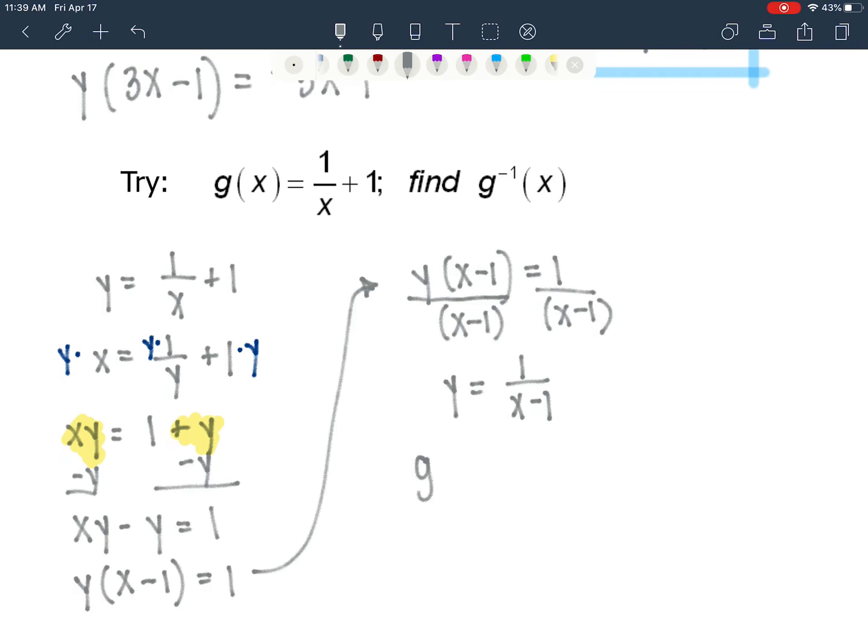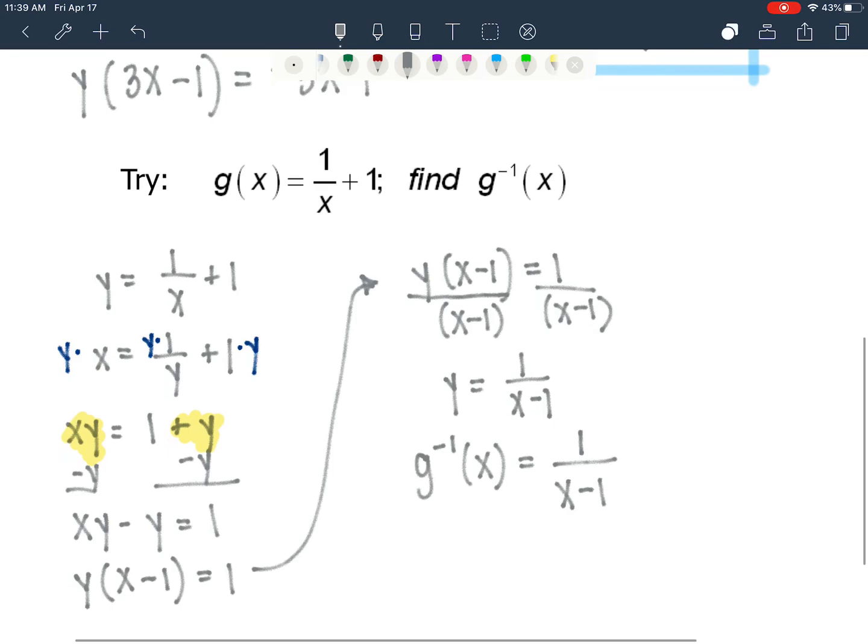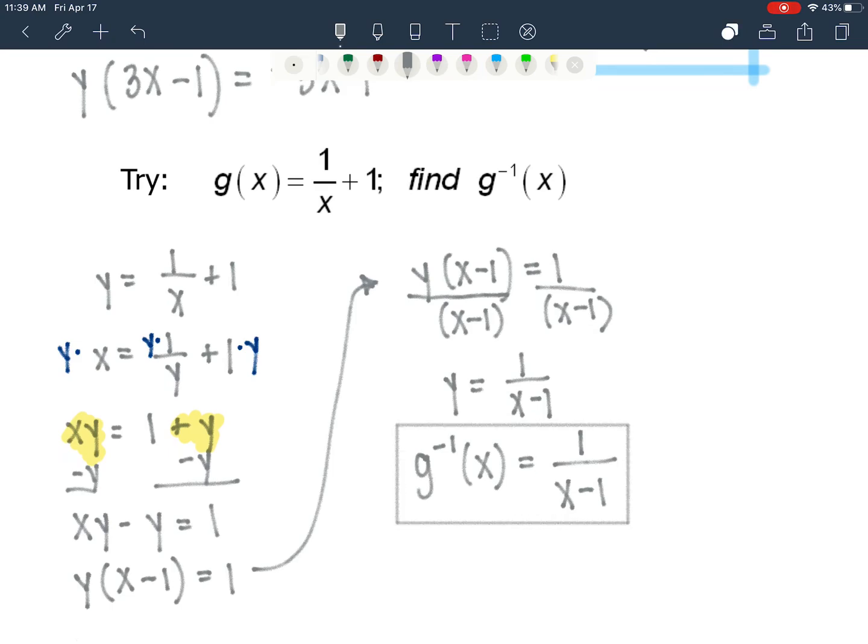I'm going to rewrite y with function notation, and because it's the inverse, I'm going to put g inverse of x is equal to 1 over x minus 1. And that is our inverse function for g of x.